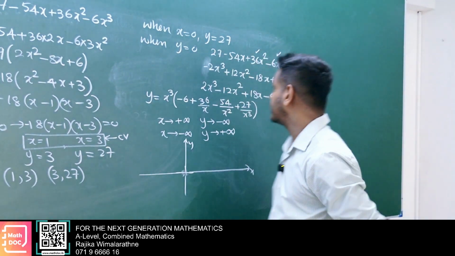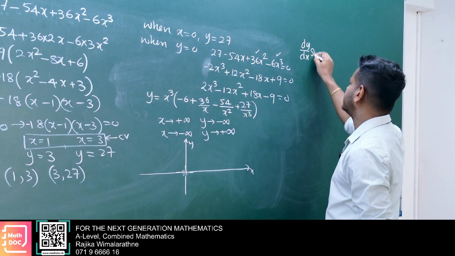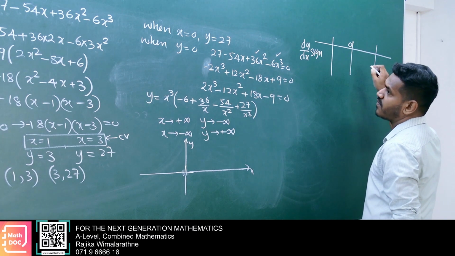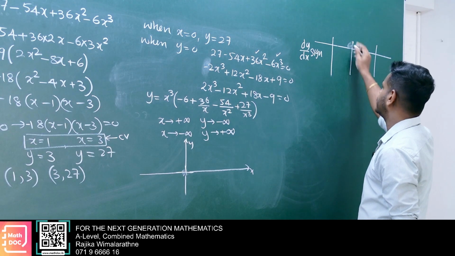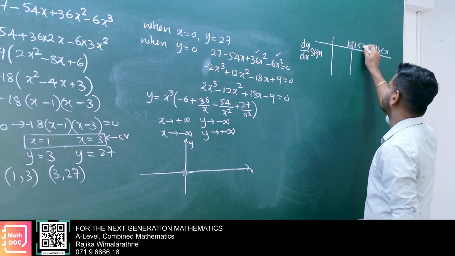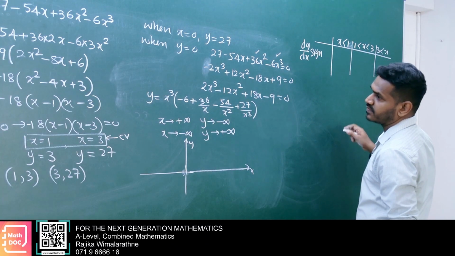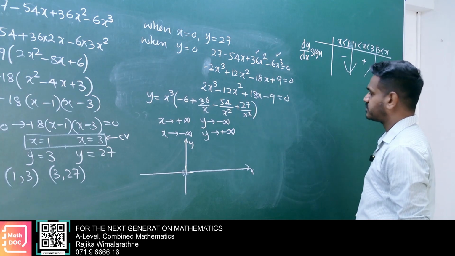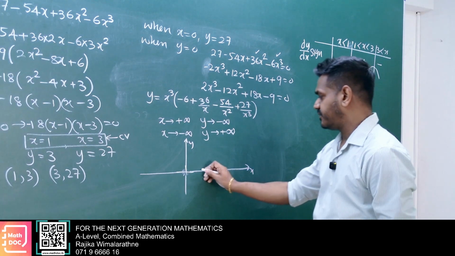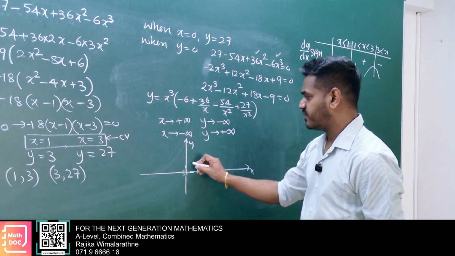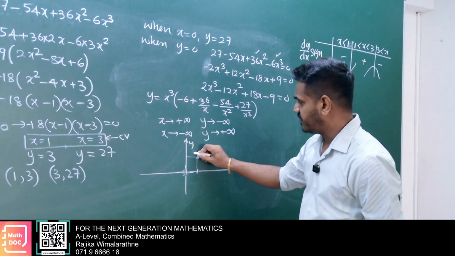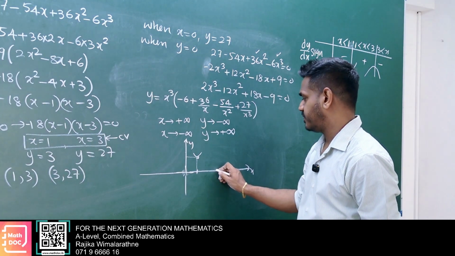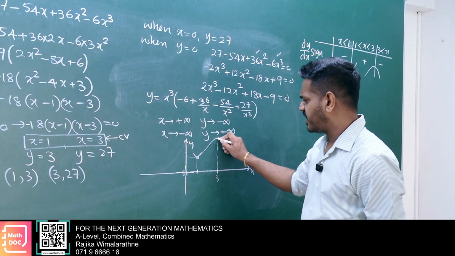Okay, now check the sign of dy over dx. Around 0, 1, 3: negative, positive, negative. So at 1 there is a minimum. Then at 3, 27 is a maximum.